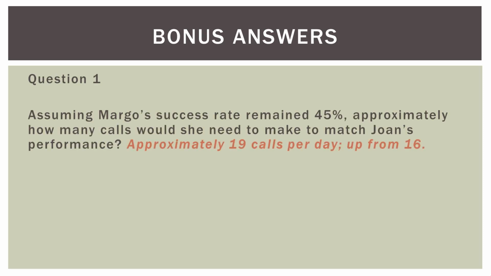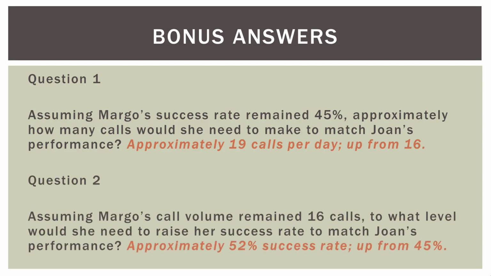Well, if we kept Margot's success rate at 45%, she would need to make approximately 19 calls per day, up from 16, to match Joan's performance. So if her success rate stayed the same, she would need to increase her call volume to 19, up from 16. Now the second case, if she kept her call volume at 16, she would need to raise her success rate to at least 52%, up from 45%. So you can see that if we keep one variable constant, we can change the other to match Joan's performance. So in the top one, we go from 16 calls up to 19, or in the bottom one, we keep the calls constant, but we go up from 45% success to 52%.